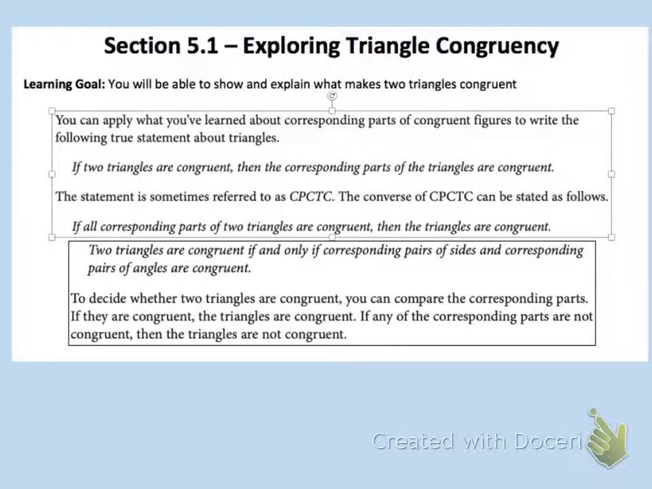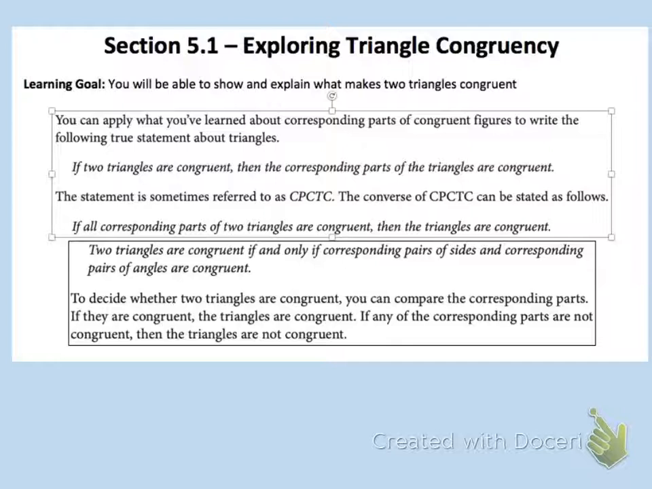And here's our learning goal. We will be able to show and explain what makes two triangles congruent. Now, we're going to find out later on that there's some shortcuts for this, and that's actually for later lessons. But in this lesson, we're going to learn what would absolutely guarantee that two triangles are congruent.